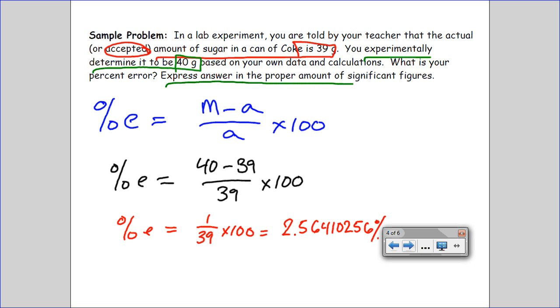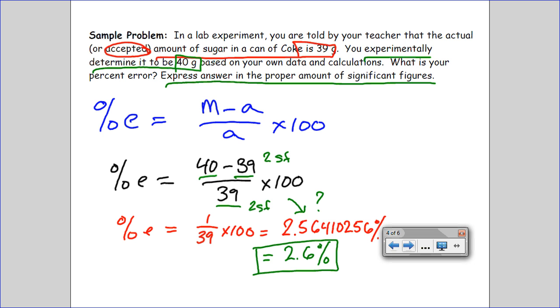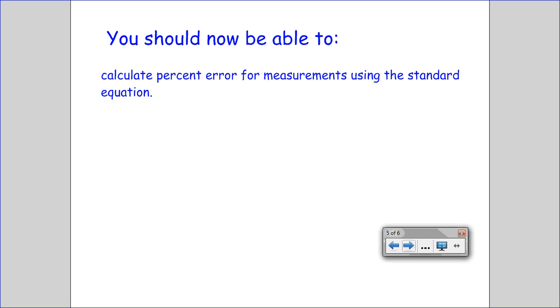Now, the last little bit about this problem says, what's your percent error? Express the answer to the proper amount of significant figures. How the heck can we take two numbers that were small, whole numbers, and get this from it? We have to condense that big old number with 3, 6, 9 significant figures down into something a little bit smaller. Since we only have 2 significant figures in each case, we are only going to report this to 2 significant figures, which rounds to 2.6% error. Okay, so that's really it. That's percent error. Plug and chug.